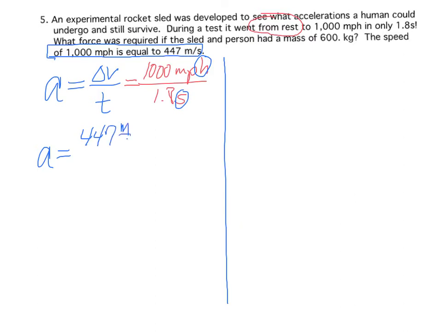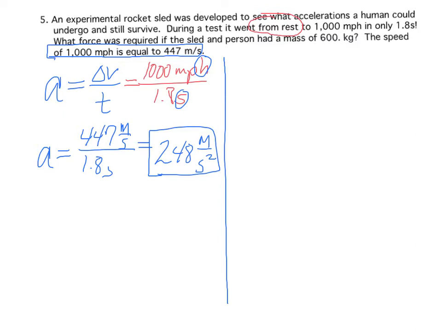447 meters per second in 1.8 seconds. And if you divide those two, you get approximately 248 meters per second squared. That's how much your rocket sled has accelerated.